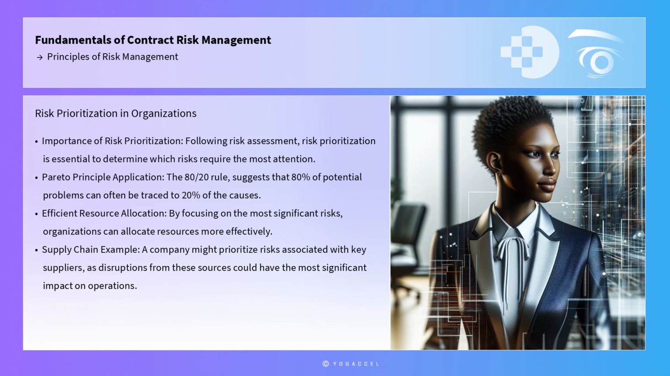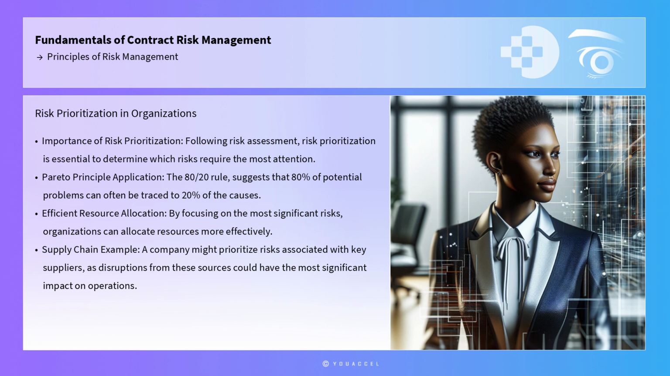Following risk assessment, risk prioritization is essential to determine which risks require the most attention. The Pareto principle, often referred to as the 80-20 rule, is a practical framework for risk prioritization, suggesting that 80% of potential problems can often be traced to 20% of the causes. By focusing on the most significant risks, organizations can allocate resources more effectively.